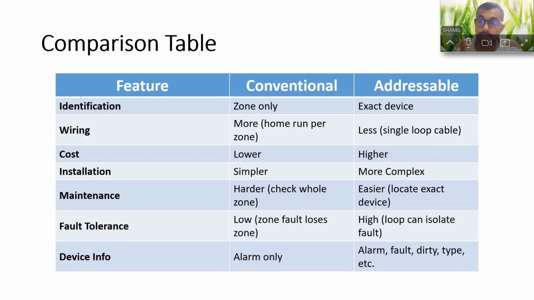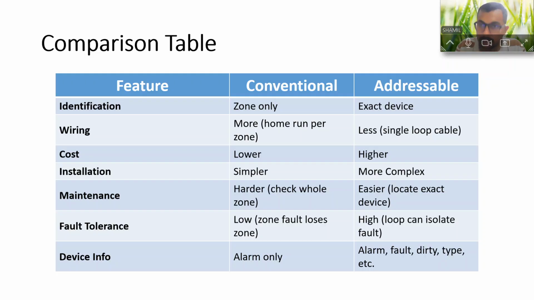Now, the last aspect that we are going to discuss is the device information. In a conventional system, it gives you the condition of the alarm for the zone only. Okay, it doesn't give you much detail, but for the zone, it will give you the alarm condition. Whereas in addressable, it will tell you which device is having a fault, which device is having an alarm, which device is dirty, and so on.